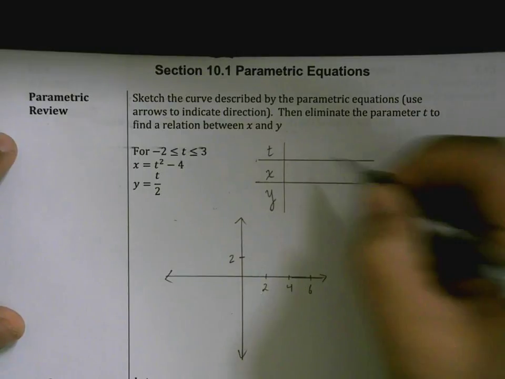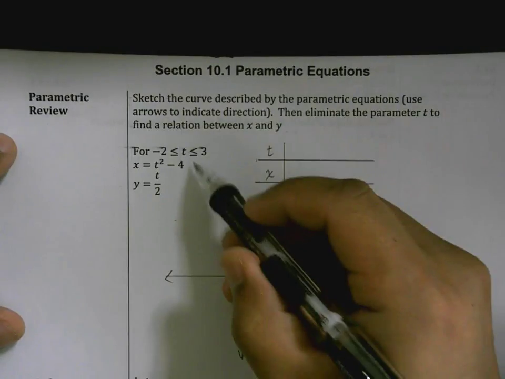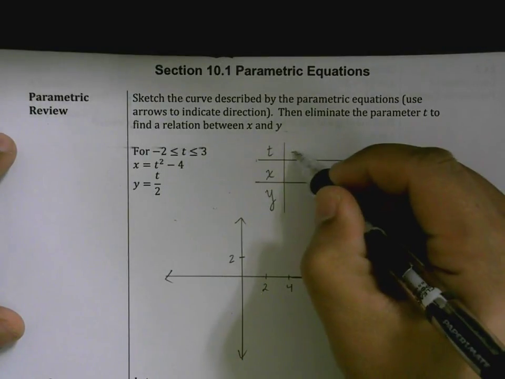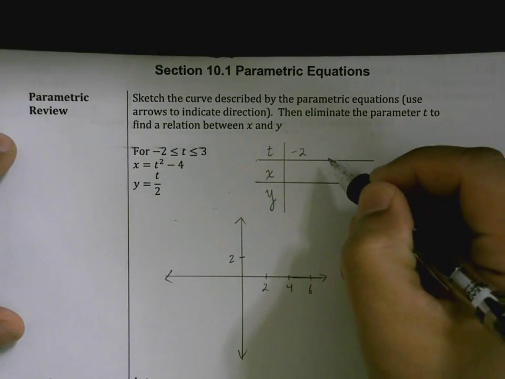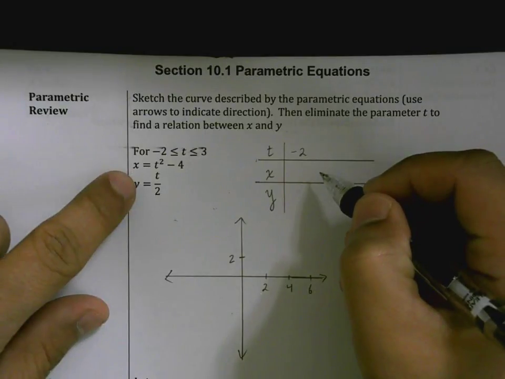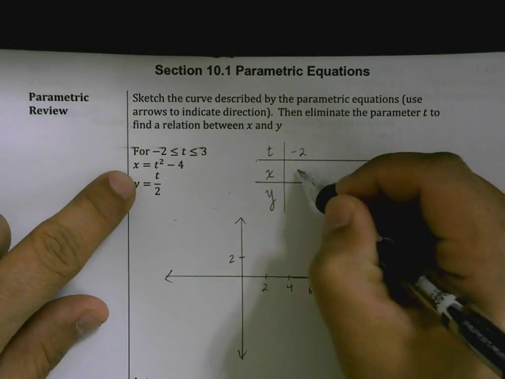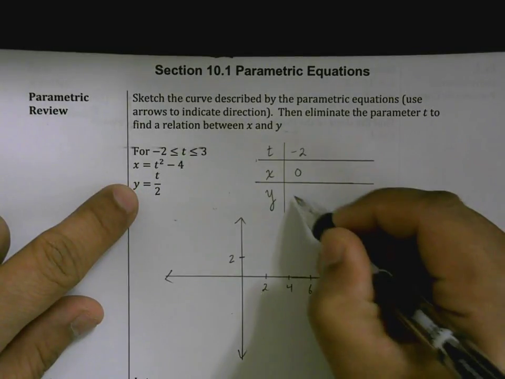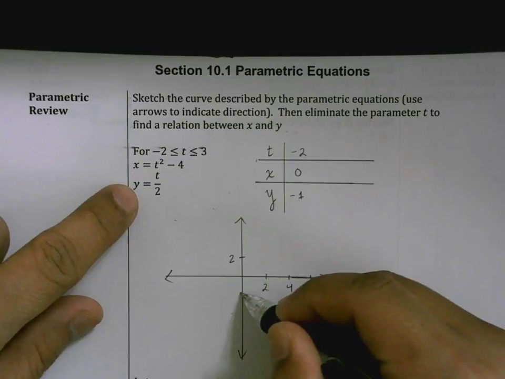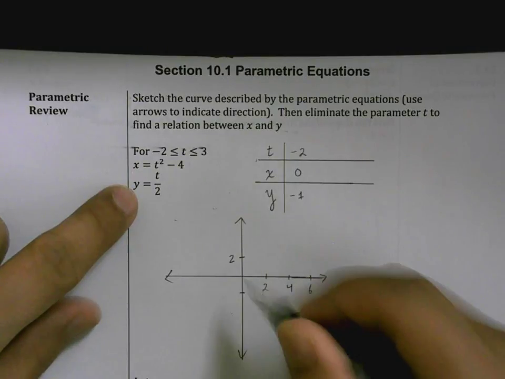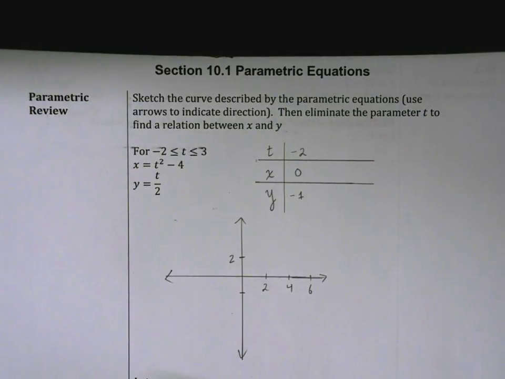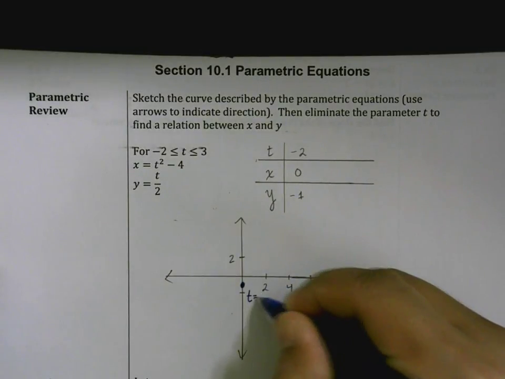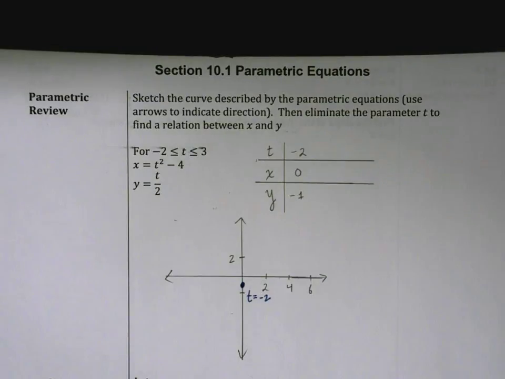So let's see. We just make a table of values. The question asks for t between -2 and +3. So let's start. Now, if t is equal to -2, then x would be -2 squared, which is 4, minus 4, which is 0, and y would be equal to -1. Okay. So in this case, and I'll do this in color, 0, -1 is this point there, and that's where t is equal to -2.